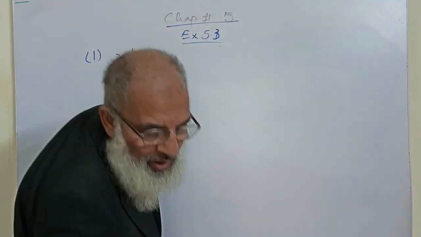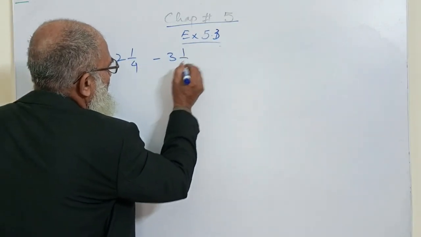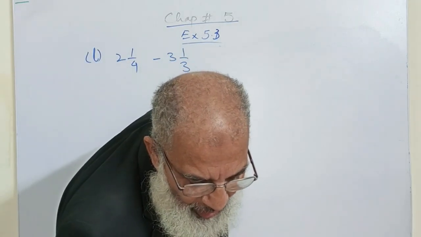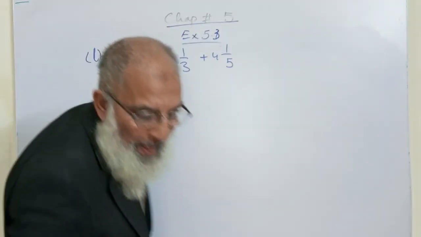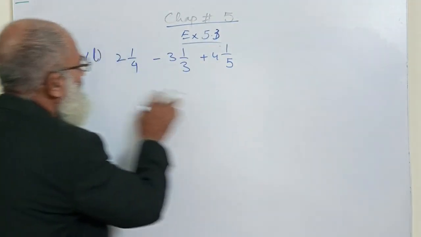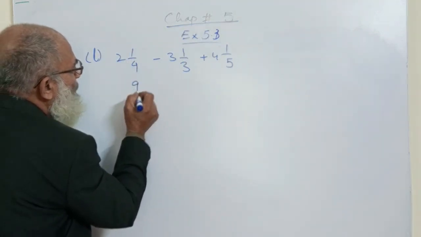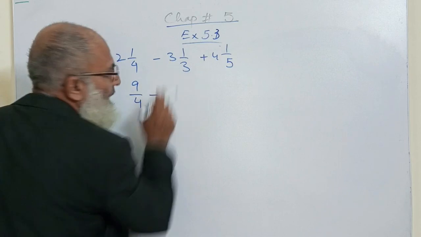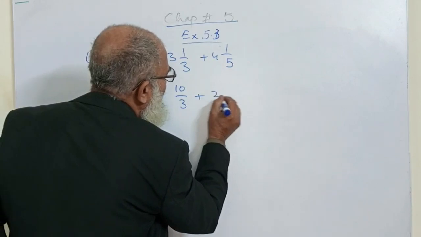Now the next part: this is not I, this is L. 2 quarters and 4, 1 upon 5. Now again it is very simple. 2 4 times 8, 8 plus 1, 9 upon 4. Always put the multiplication sign. 3 3 times 3, 10 upon 3. And 4 5 times 20, 21 upon 5.